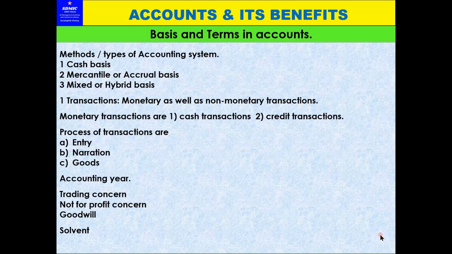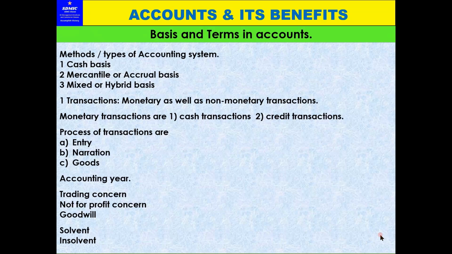Now, solvent. What is the meaning of solvent? All persons or firms whose assets are equal to or more than their liabilities are called a solvent person, firm or company. That means their assets are more than their liabilities. Okay. The outside payables are less than the assets they own. So that means the company will never get into a problem.